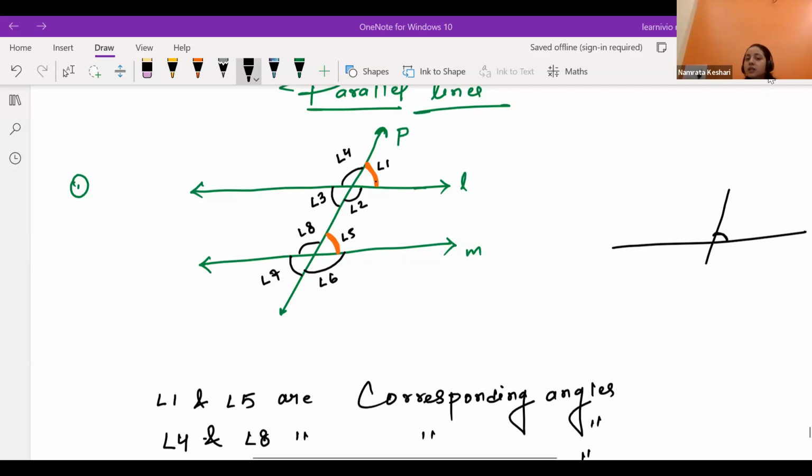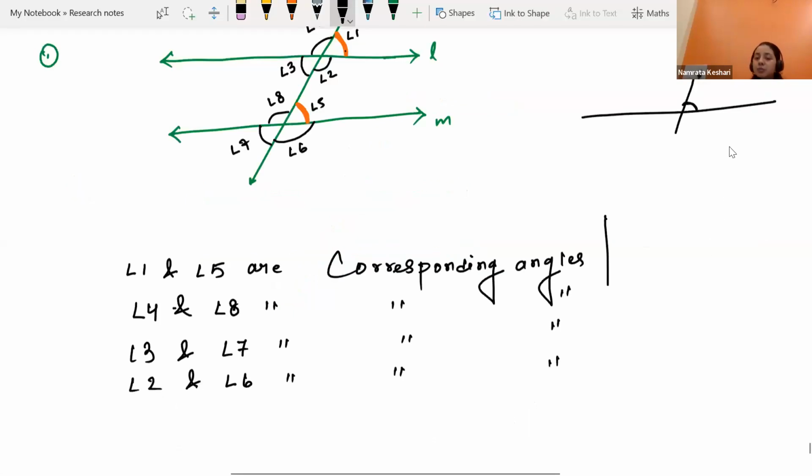It will be equal. Angle 1 and angle 5 will be equal when L is parallel to M. Angle 1 and angle 5 will be equal. So the name is corresponding angle, but it will be equal when L is parallel to M. Corresponding angles are equal when lines are parallel with each other.